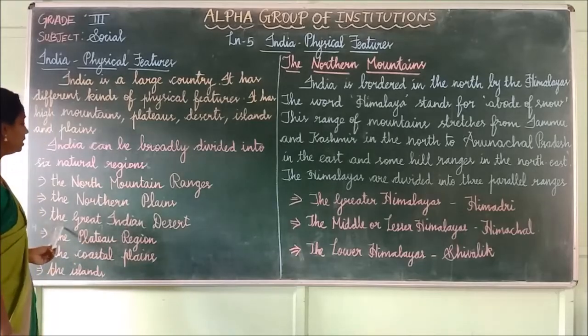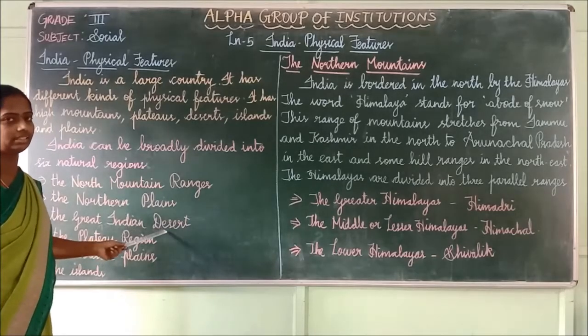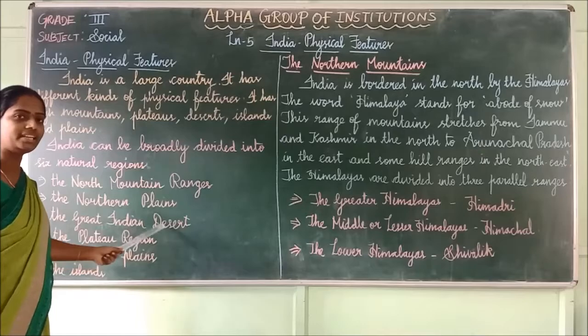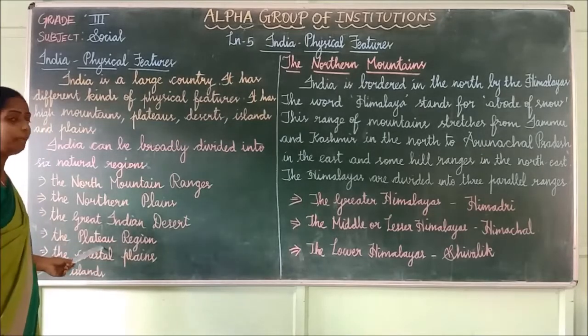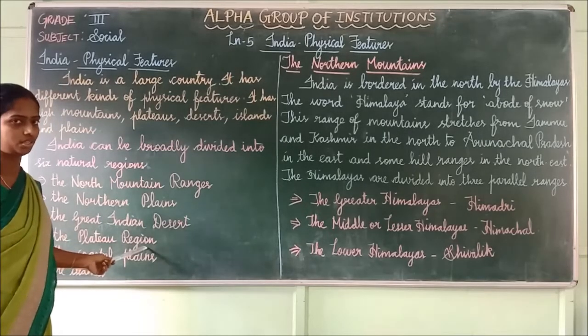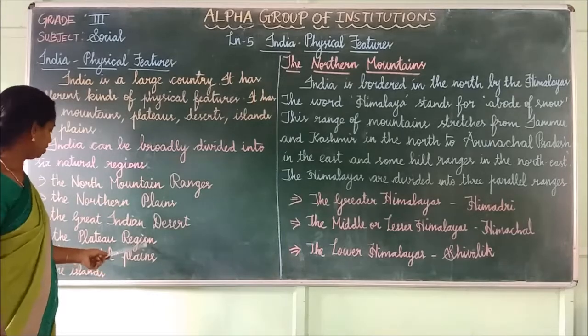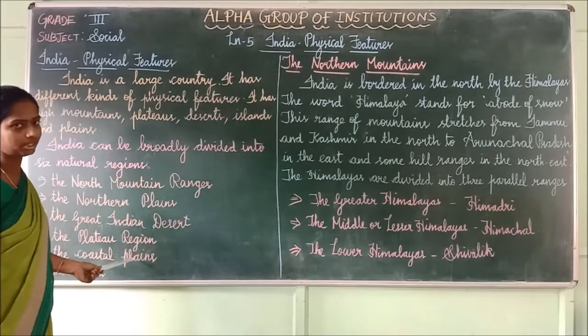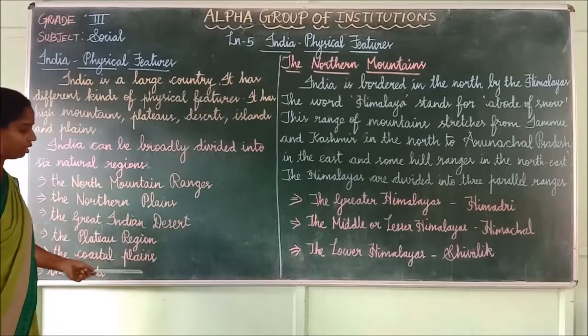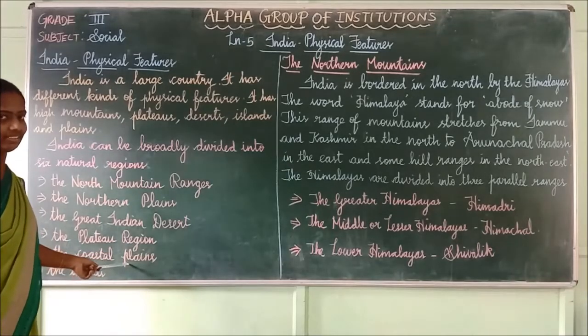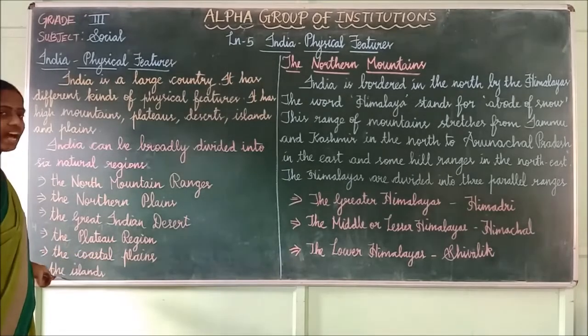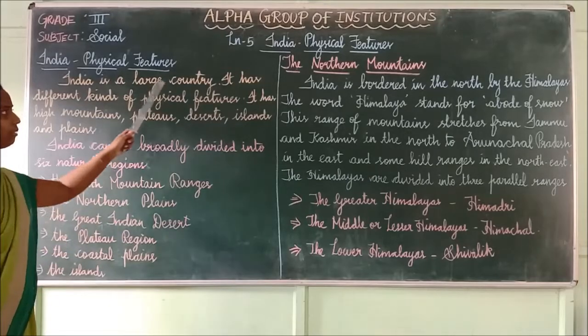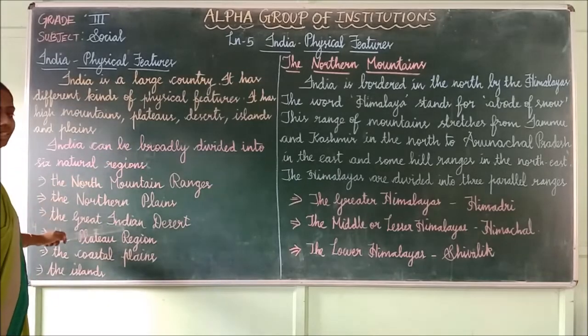The third one is the Great Indian Desert, and then the Plateau region, then the coastal plains, where we will see what the coastal plains in India are, and the last is the islands. In this chapter we are going to discuss only these topics.